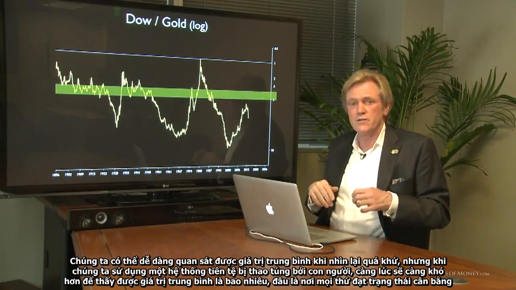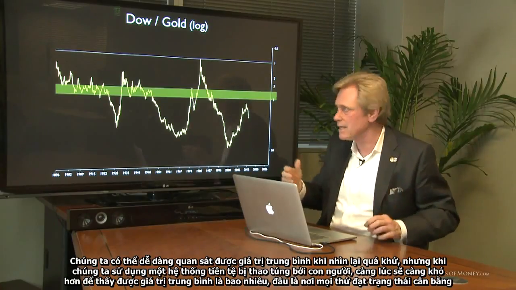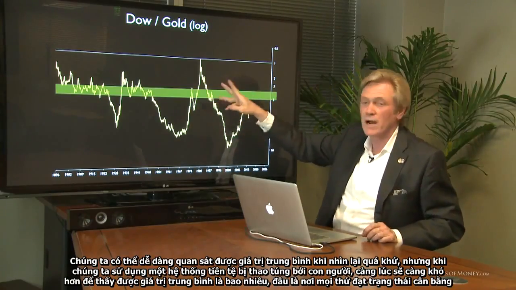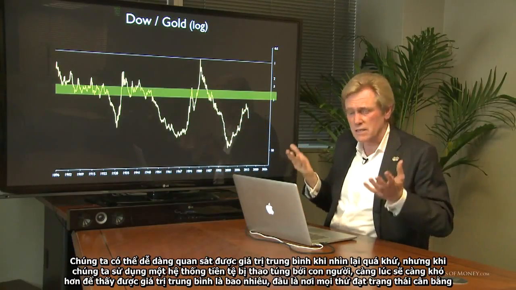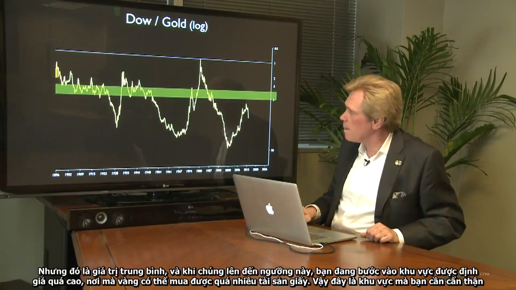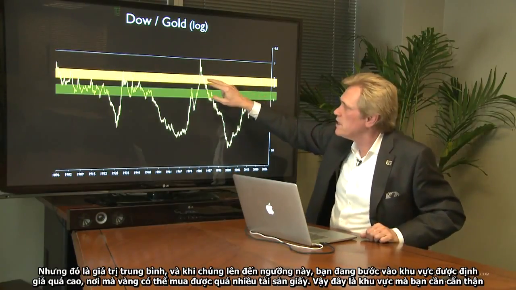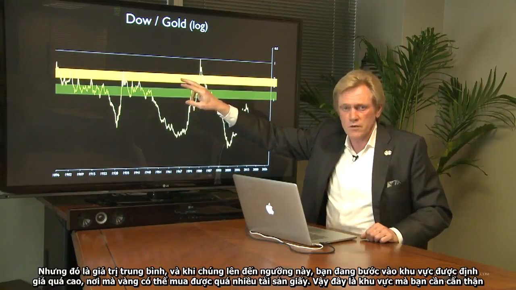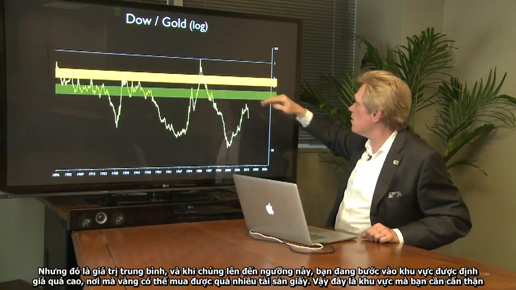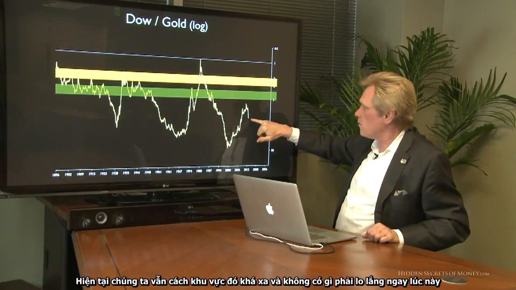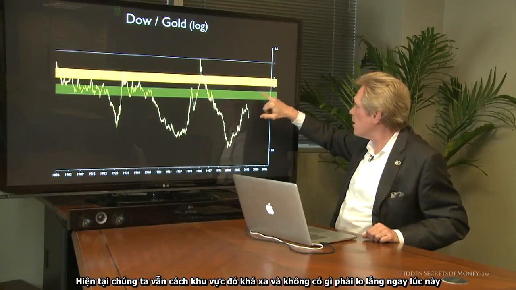But as we get into a monetary system that is manipulated by men, it gets harder and harder to see where the average really is, where the mean is, where everything's in balance. But this is the fair value. When you get up in this range, you're getting into overvalued territory, where gold is buying too many paper assets. So this is the caution range. Right now, we are a long ways away from this. There's nothing to worry about currently.